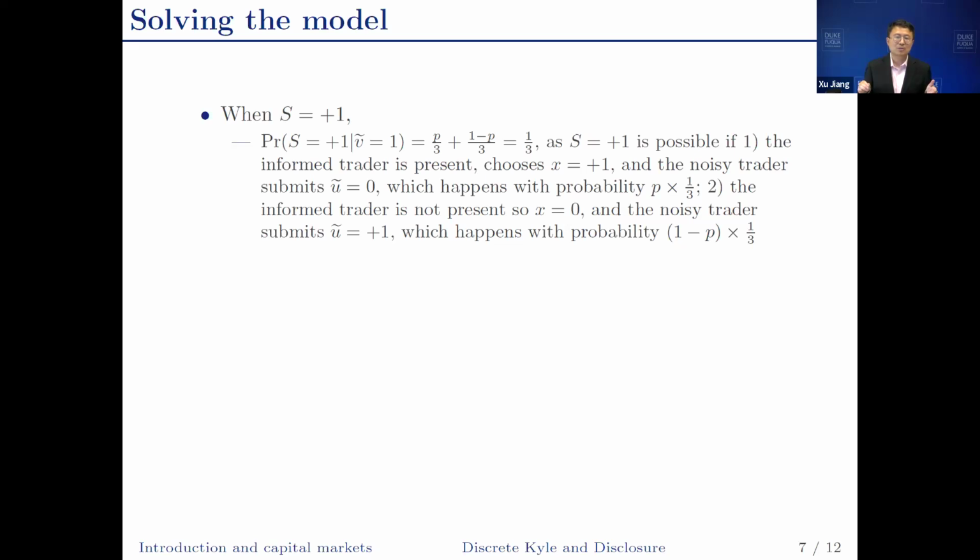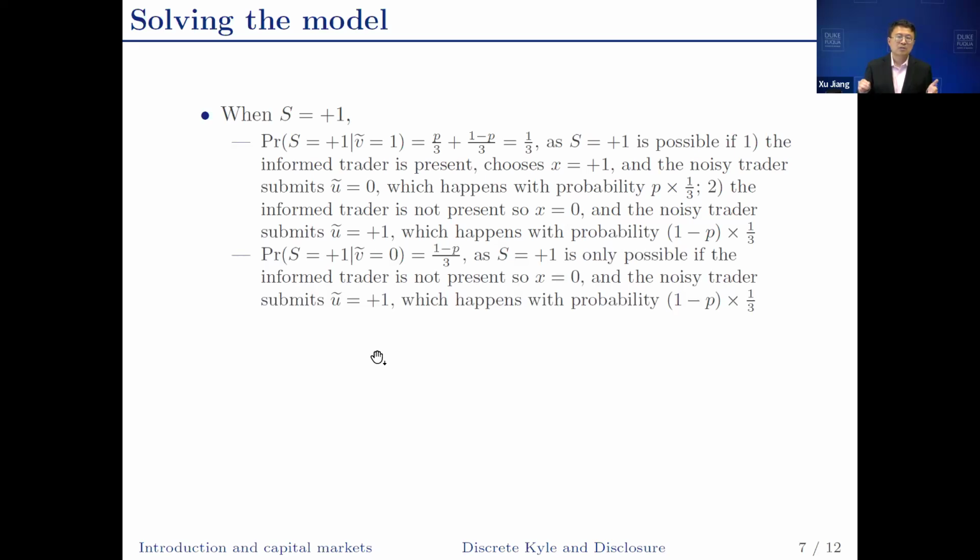The second case is when the informed trader is not present. So 0 order flow from the informed trader. The noise trader buys 1 share. This happens with probability as the product of the probability that the informed trader is not present, 1 minus P, times the probability that the noise trader trades 1 share, 1/3. So the second case occurs with probability (1 minus P)/3. So the probability of S equals +1 conditional on V equals 1 is the sum of those 2 probabilities, equals 1/3. Now, conditional on V equals 0, the probability of S equals +1 is (1 minus P)/3.